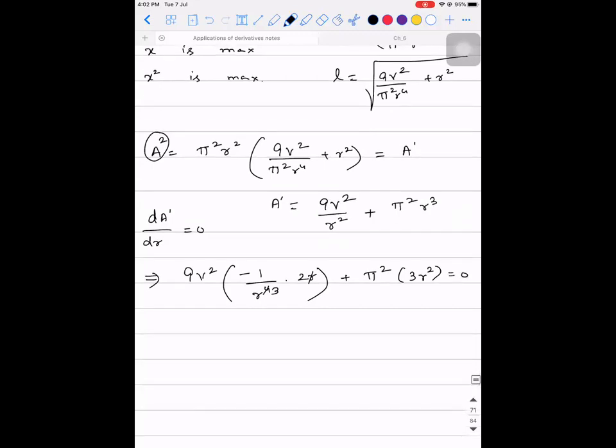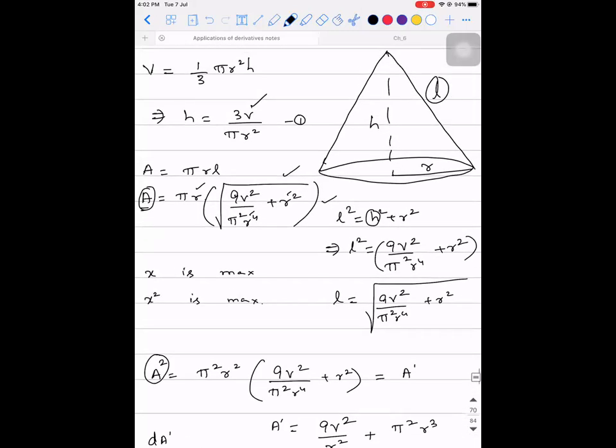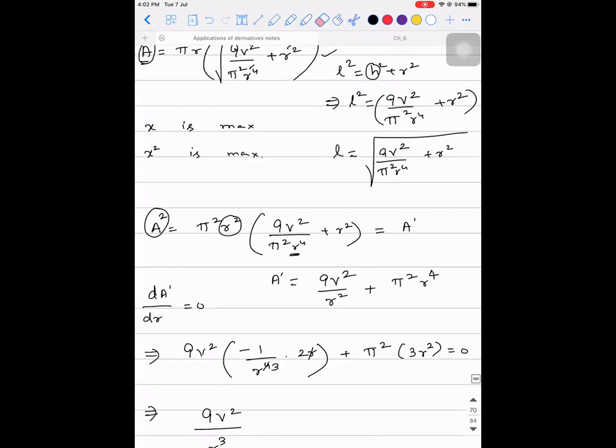So this should be equal to 0, which implies 9v square divided by, yeah, sir, isn't it r power 4 by pi square r power 4? There's an r square and an r square. No, r square is in the denominator and this is in the numerator. Oh, this one, you're saying pi square. Yes, r power. Yeah, that's right. So then it will be 4 pi r cube. Yes, sir. So 4 pi r cube.